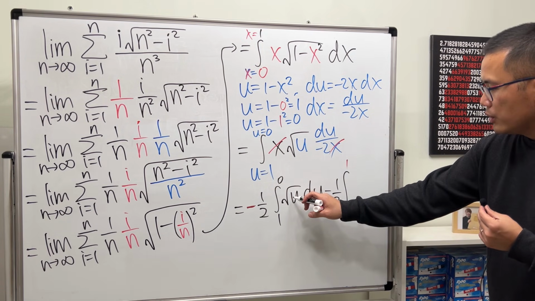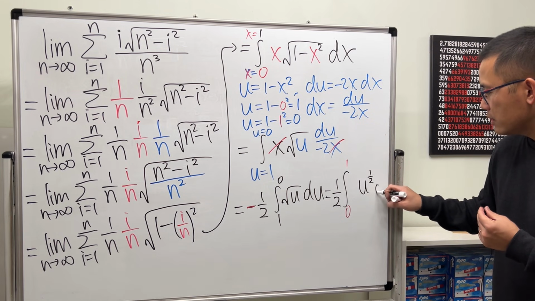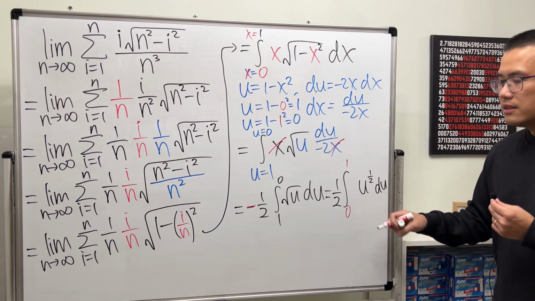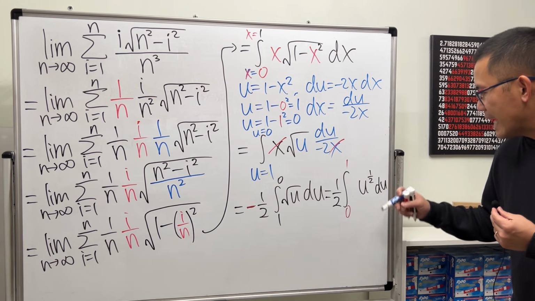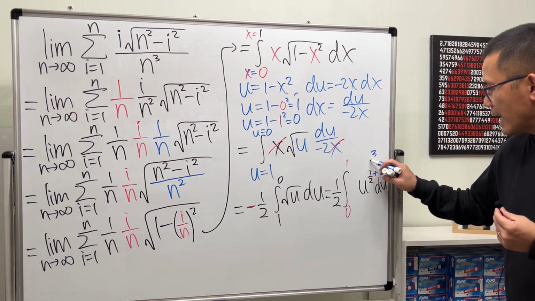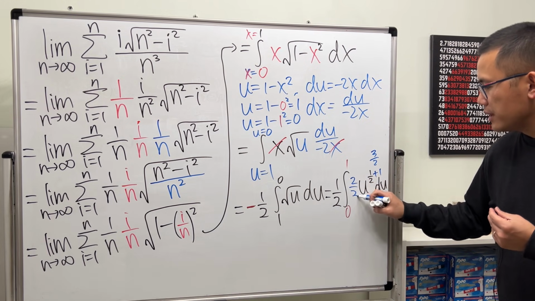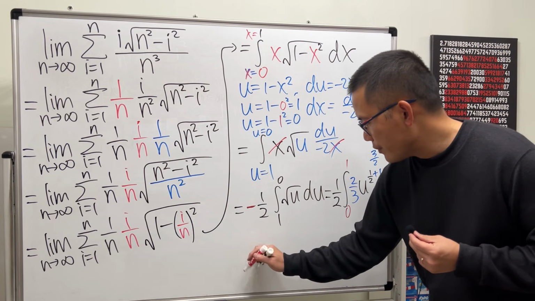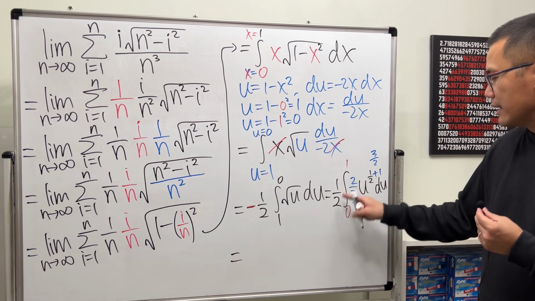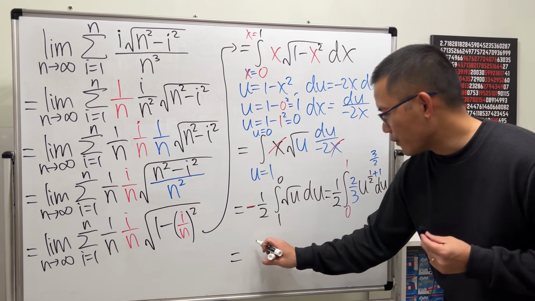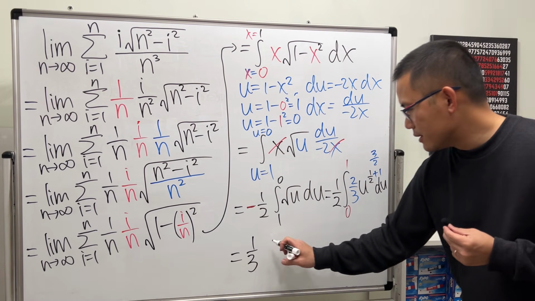And then right here, u in the square root is the same as u to the 1/2 power. Write it down like this, so we can do the reverse power rule. Let's go ahead and add 1 to the power, which is 3/2, multiplied by the reciprocal of it, which is 2 over 3. So we have 2 over, well, the 2's cancel, so we just have 1 over 3, and then u to the 3 over 2 power.